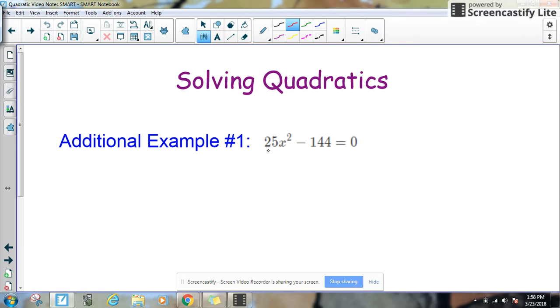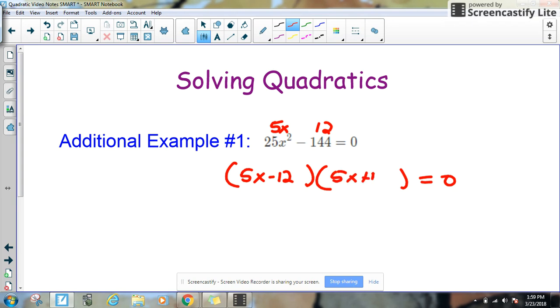And if you realize that 25x² is a perfect square, it would be 5x, and 144 is 12 times 12. So if you set up the factoring of the difference of two squares, you'd get 5x minus 12 and 5x plus 12. And now if you use the ZPP, the zero product property, you get 5x minus 12 equals 0, and additionally that 5x plus 12 equals 0.